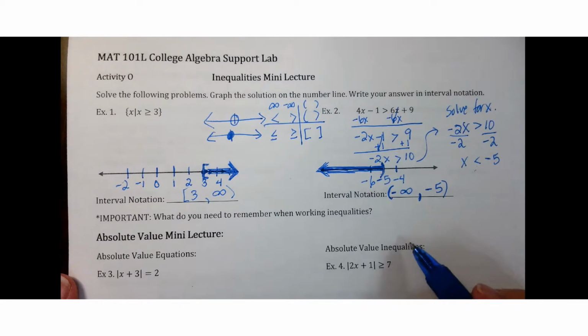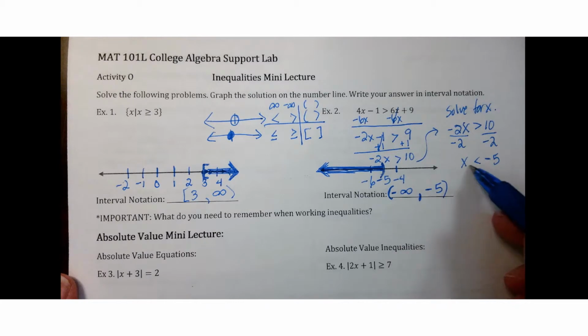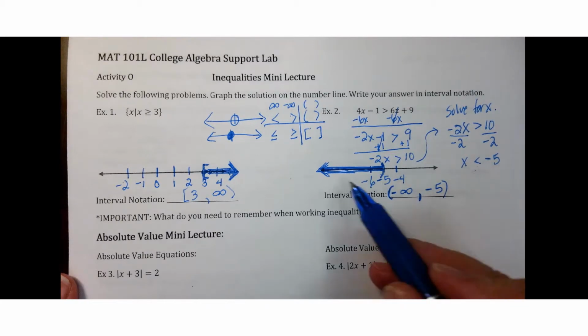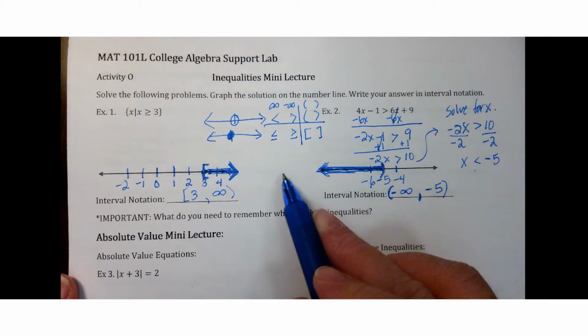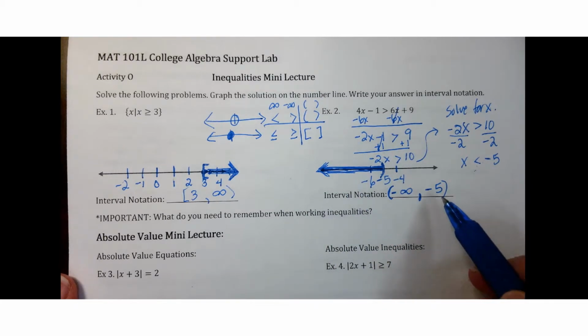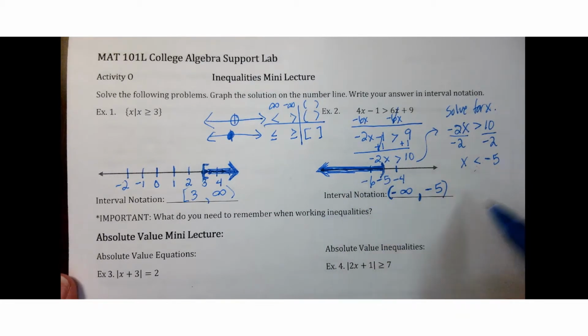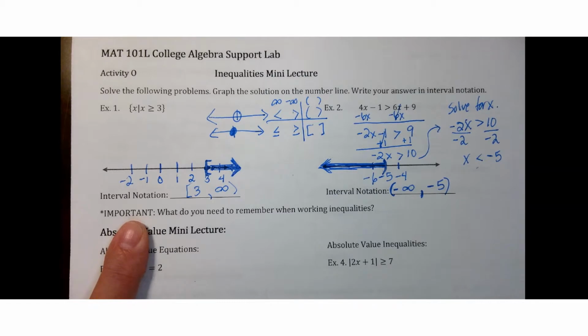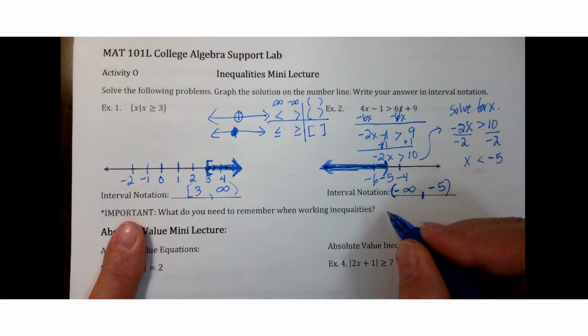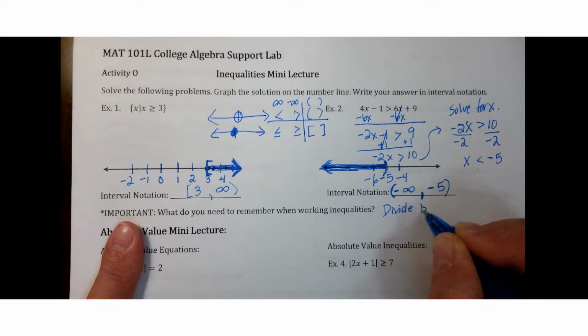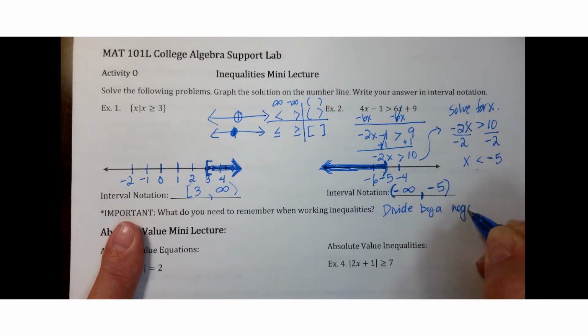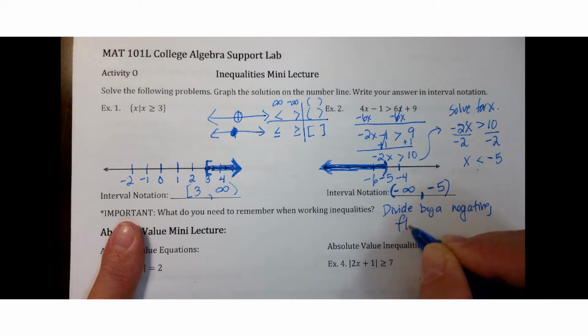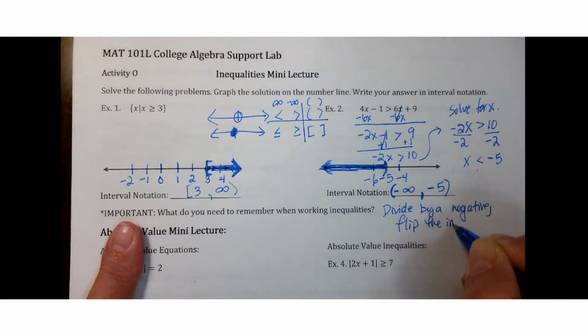So these are just different ways to represent the same thing. X is less than -5. This goes to the left side, and negative infinity to -5. All of those mean the same thing. Okay, so important, what do you need to remember when working with inequalities? When you divide by a negative, flip the inequality sign.